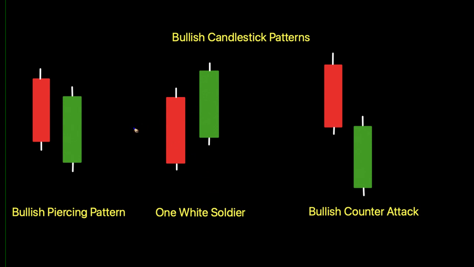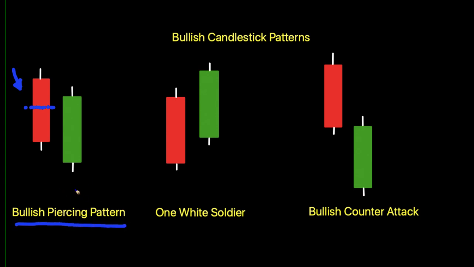Then the next bullish candlestick pattern is the bullish piercing pattern. The market is in the downtrend. You have the red bodied candle, and the next green candle starts, or the market gaps down, and from there the green candle starts and closes above the center of the previous red candle. This green candle closes in the upper half of the red bodied candle. So this pattern is called the bullish piercing pattern.